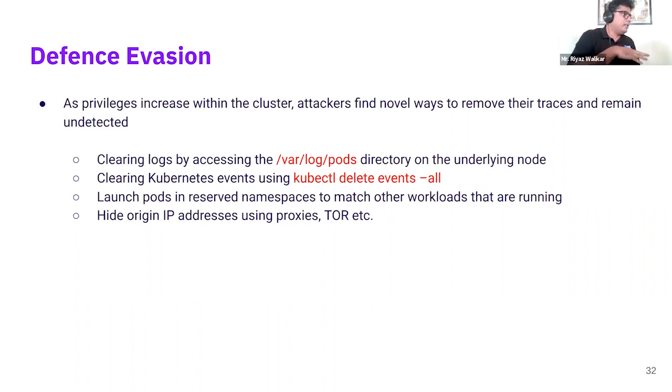You launch pods in reserved namespaces to match other workloads, which is what we saw, right? And you hide origin IP addresses. This is more on from where the attacker is coming from, right? But the first three are direct actions that you can take within the cluster to ensure that you remain hidden.